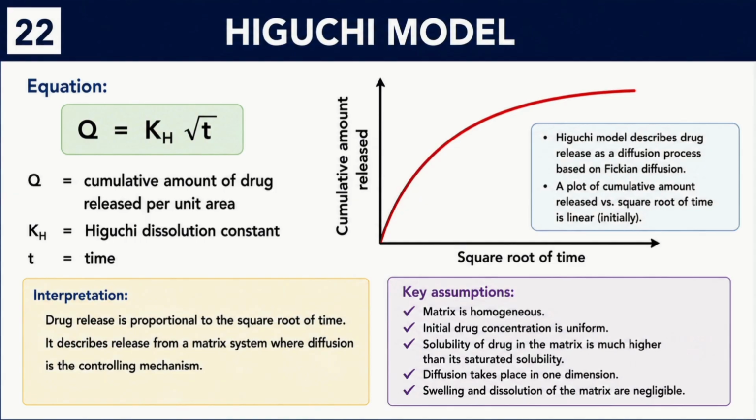So if a plot of the cumulative drug release against the square root of time gives a linear relationship, then diffusion controlled release may be indicated here. However, the assumptions of the Higuchi model must be considered before interpreting the results data. Okay.